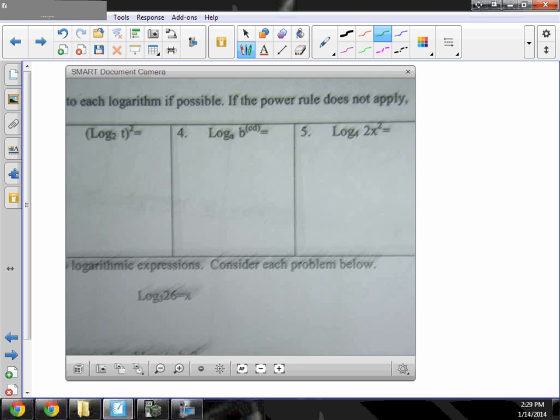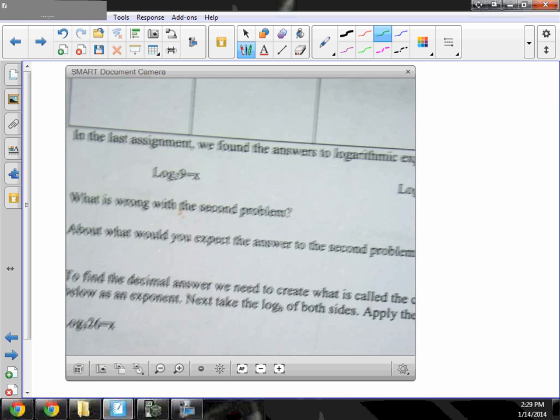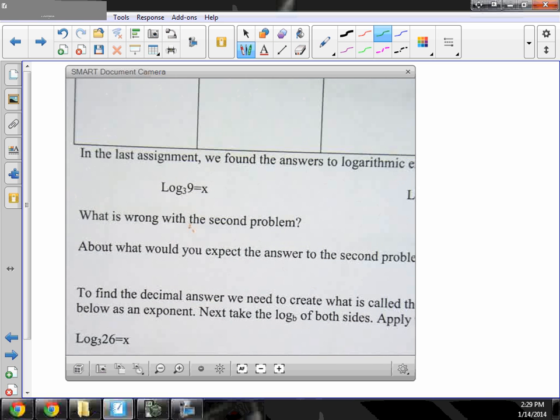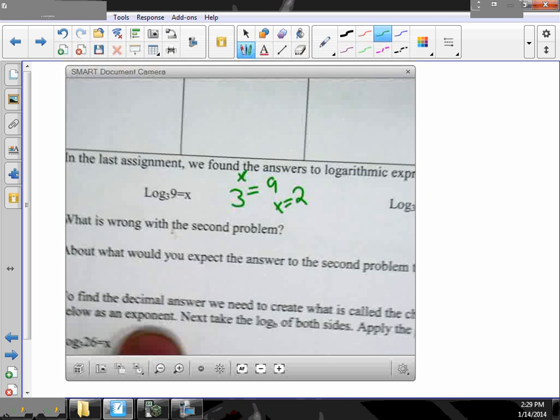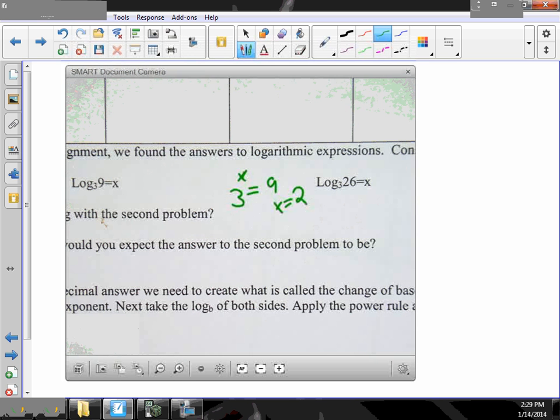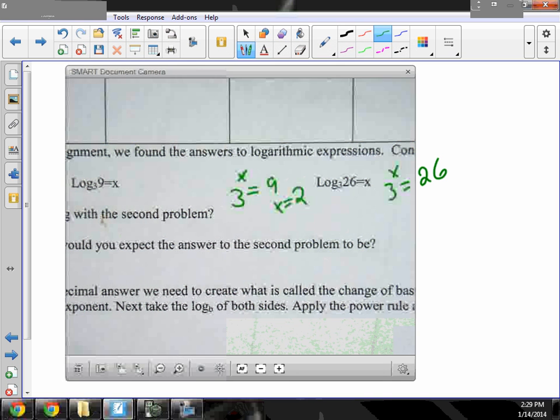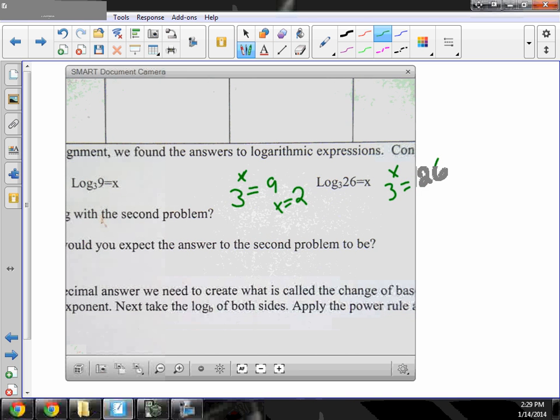Okay. So we have log base 3 of 9, which translates into 3 to the x equals 9. What number makes that true? 2. So x equals 2. If we slide this over, we have 3 to the x equals 26. So that first question asks, what's wrong with the second problem? It's not a whole number. We'll get there in a second.